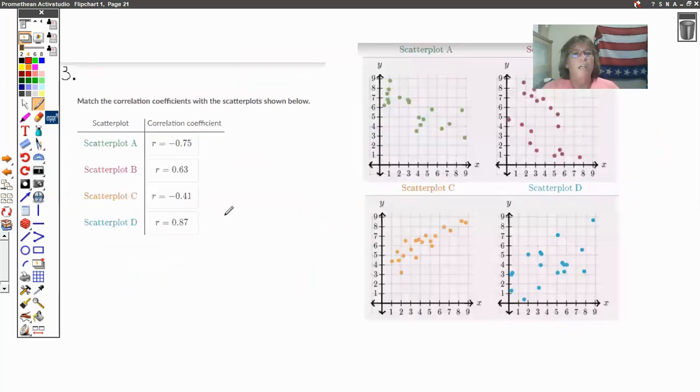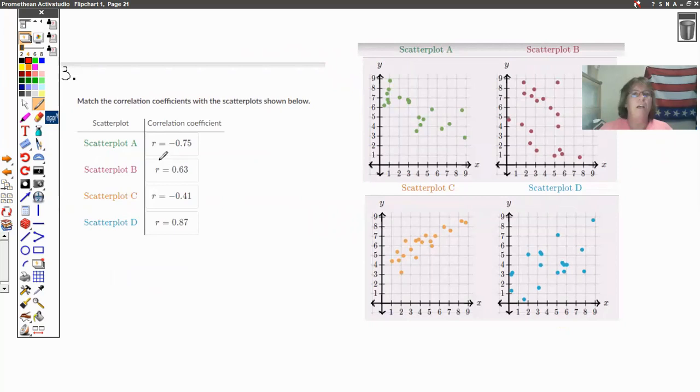And then number 3. It's a different math here. They're wanting us to match the correlation coefficients with the scatter plots. So let's take a look at these and see if we can figure out what they are. What we're seeing is R is the slope. One of the things you want to make sure you understand is R is equal to the slope. And hopefully we can figure these out.